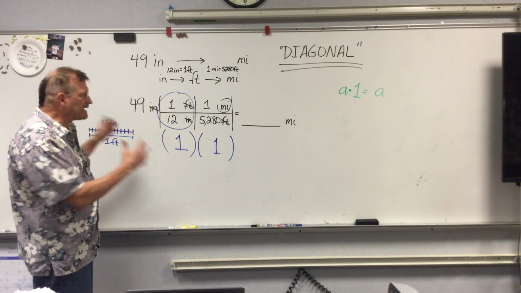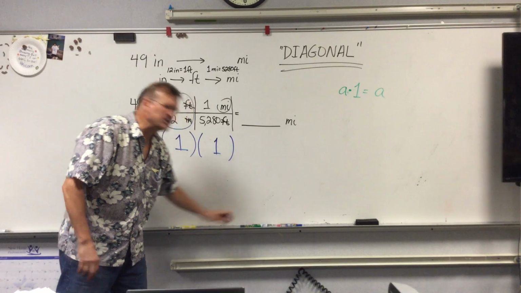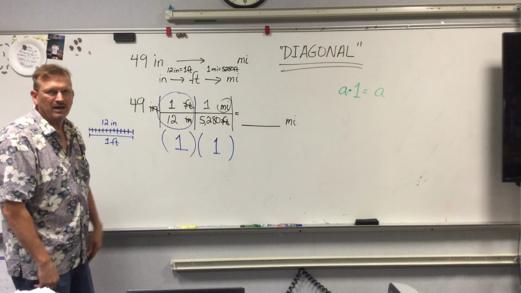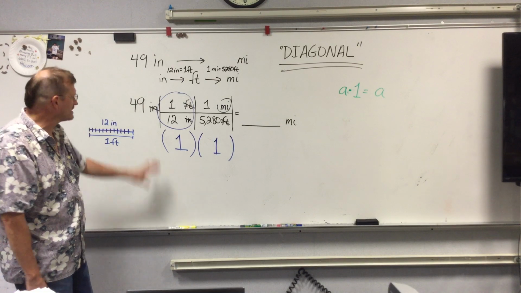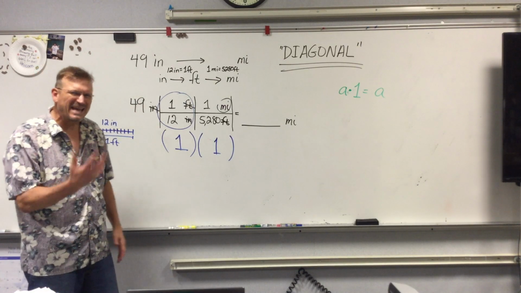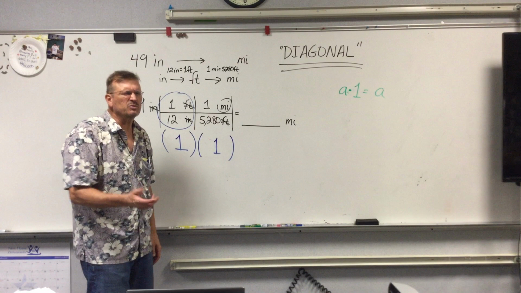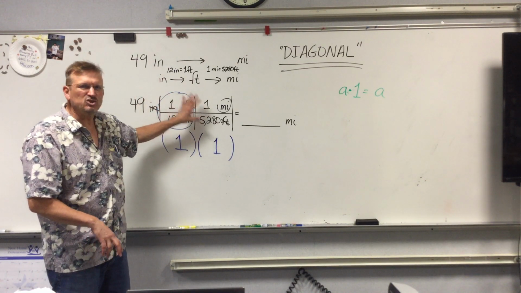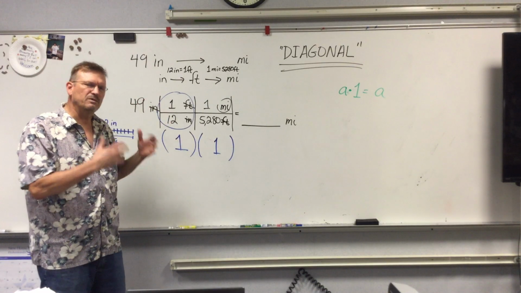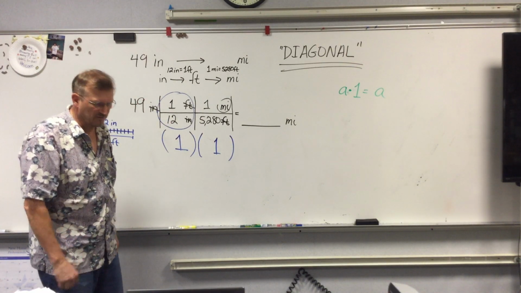And I am going to make you interact with this all year long, because I want you to be sure you understand why it is that you're able to do this. Because when it comes to conversions, I hate it when people just say, oh, just multiply by this or divide by this. I want to see the setup that justifies why you do the multiplication or the division.